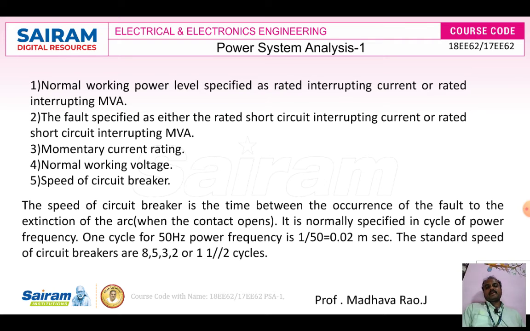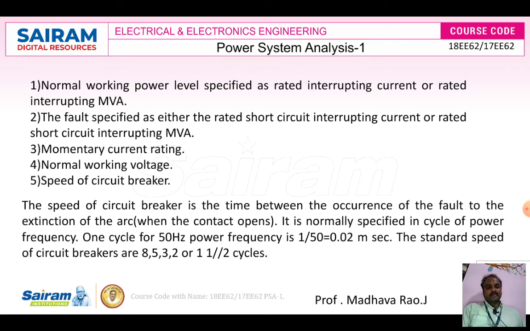The fault current is specified as either the rated short circuit interrupting current or rated short circuit interrupting MVA. And momentary current rating. So momentary current rating, normal working voltage, the speed of circuit breaker.